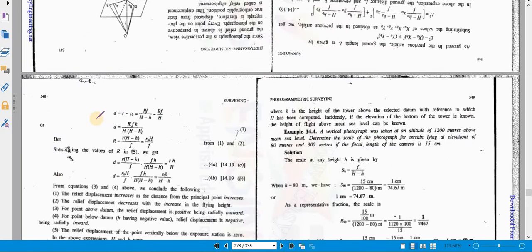So as I've told you, the difference between your small r and RO will be your relief displacement. So R has been given by RF into capital H minus h, minus what? RF into capital H, which is your RO. So with the help of this, you are taking the upper terms as common. So RF will be common in both the cases. Or you can cross multiply these two equations. So you get the final equation as RF into h by capital H into capital H minus small h.